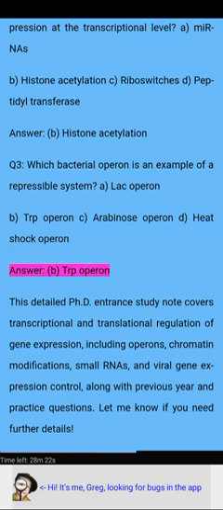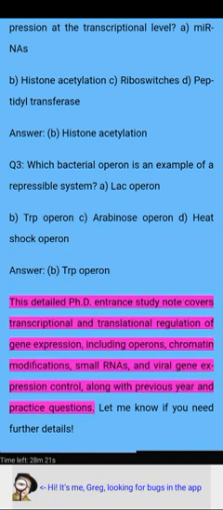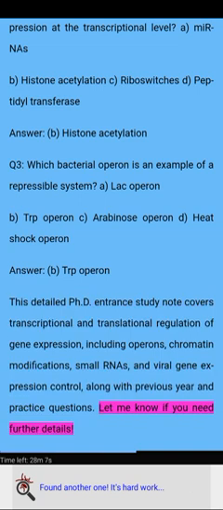Answer: B, Trp operon. This detailed PhD entrance study note covers transcriptional and translational regulation of gene expression, including operons, chromatin modifications, small RNAs, and viral gene expression control, along with previous year and practice questions. Let me know if you need further details.